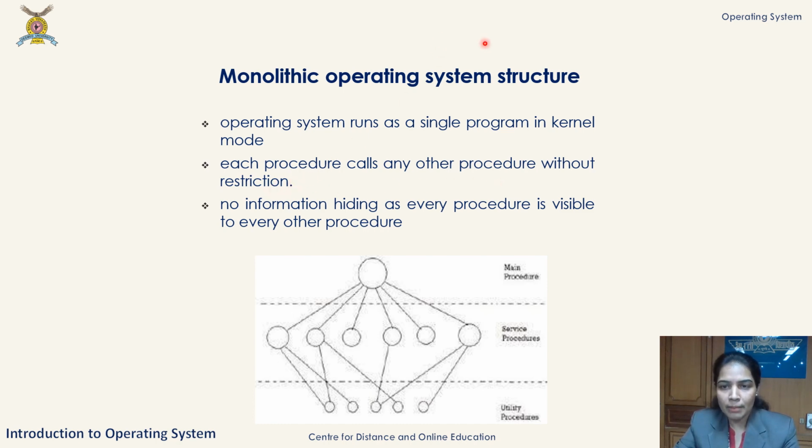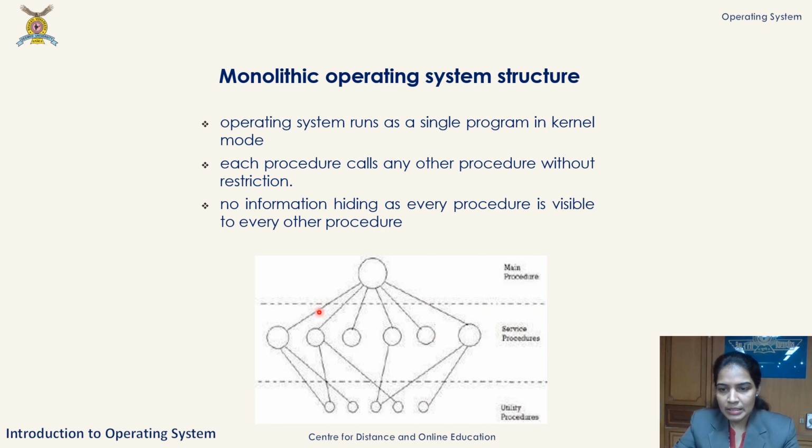So here pre-compiled procedures are integrated together into a single executable file using the linker. Here no information hiding is done as every procedure is visible to every other procedure. So a main program is requesting a service procedure. The service procedure may carry out the system call. It will give a call to a system call and the set of utility programs, they support the service procedures.